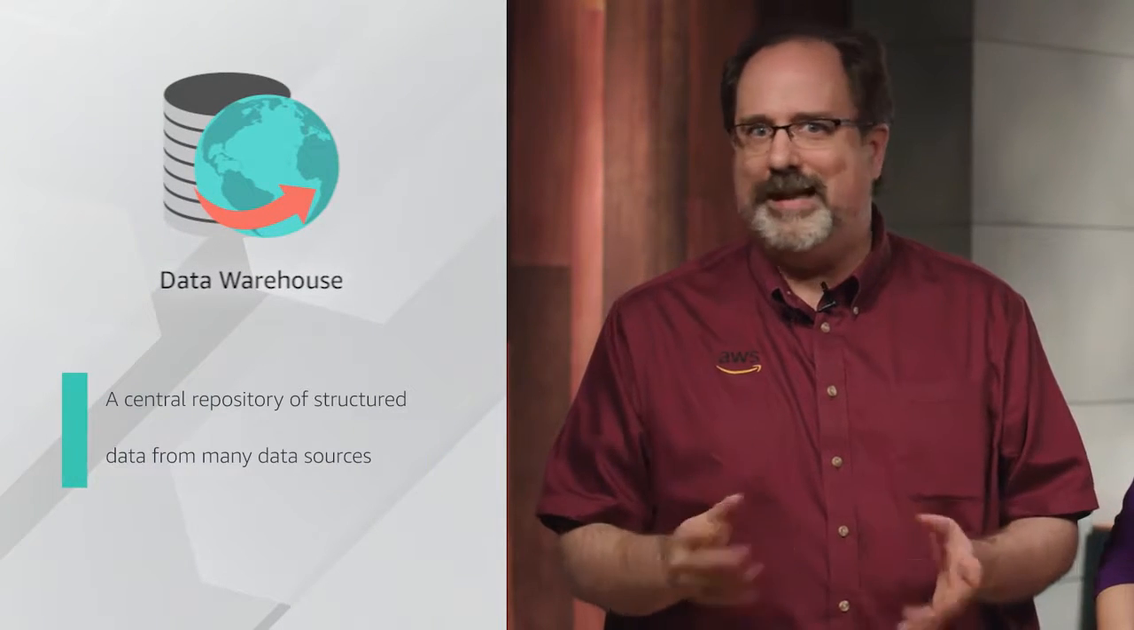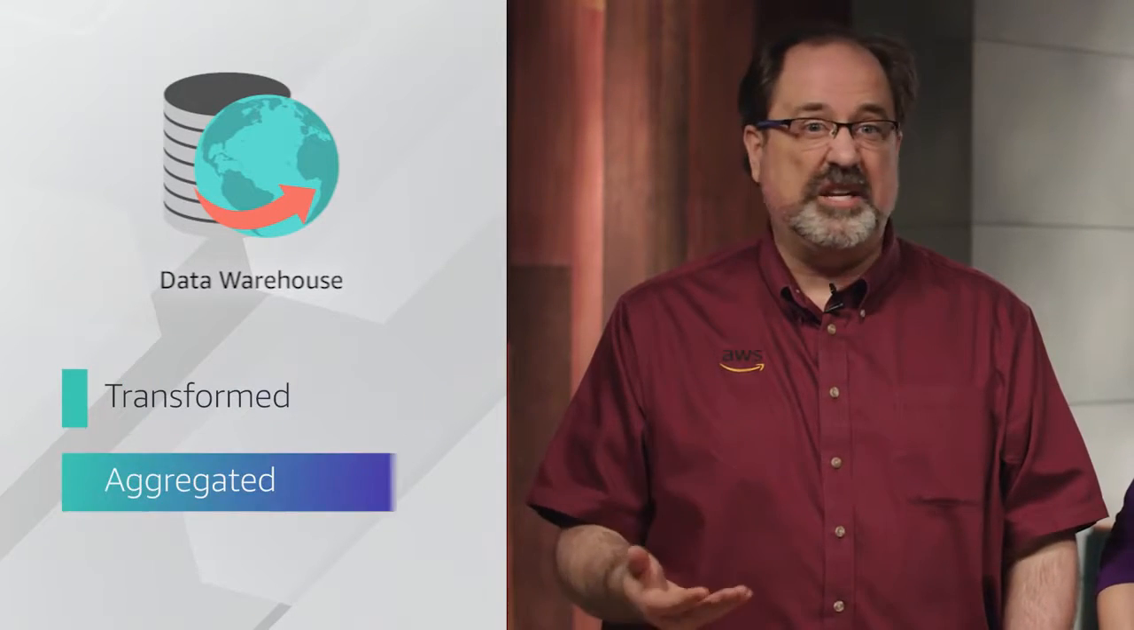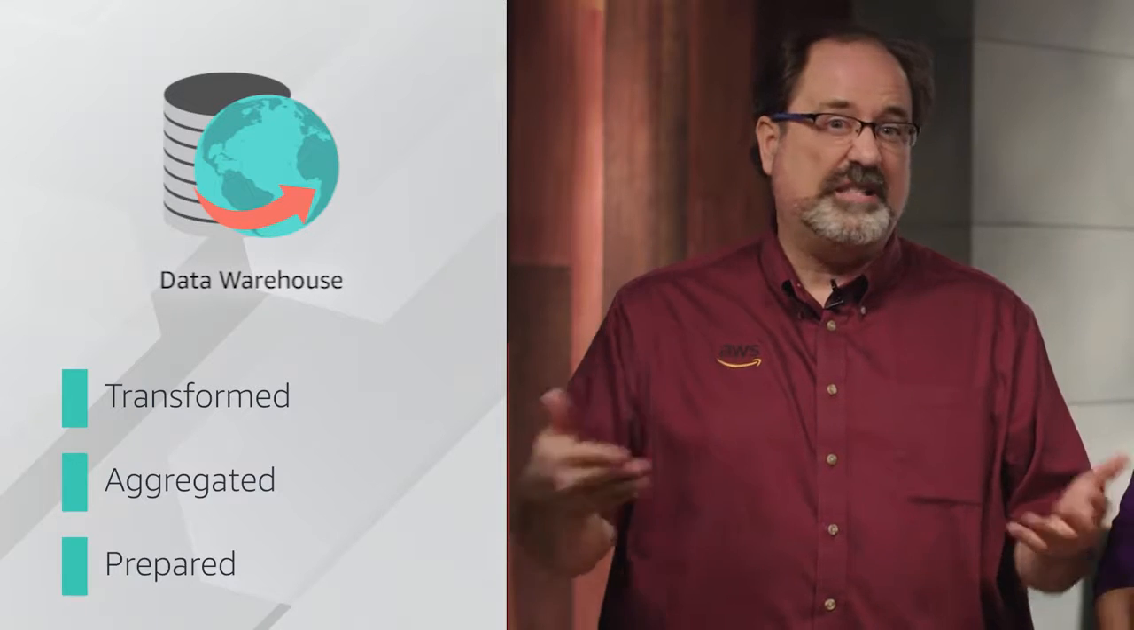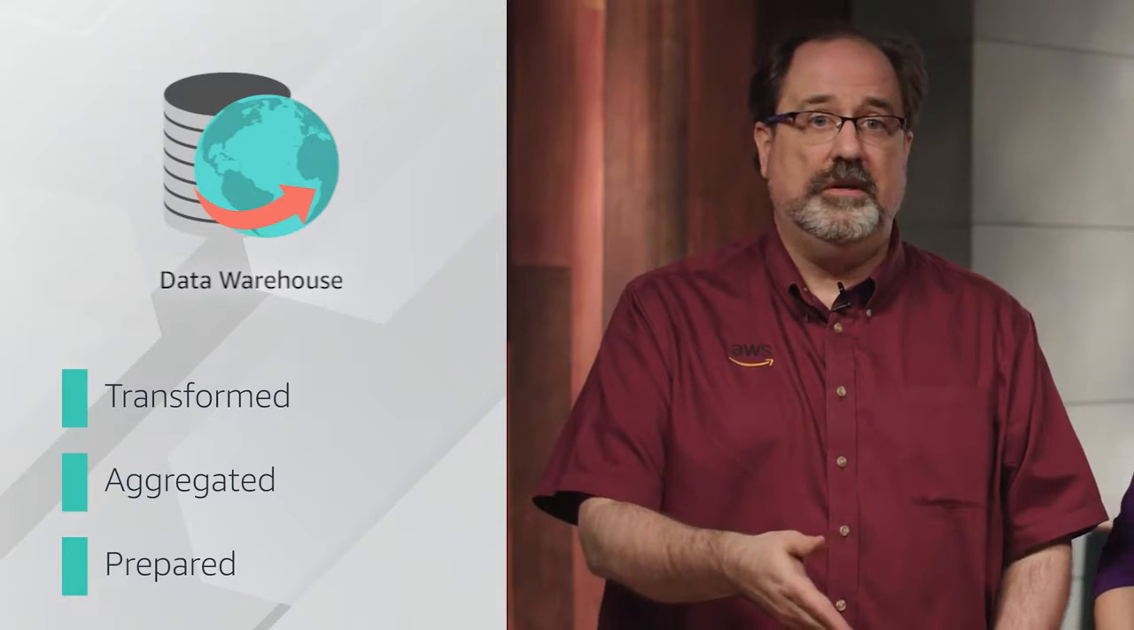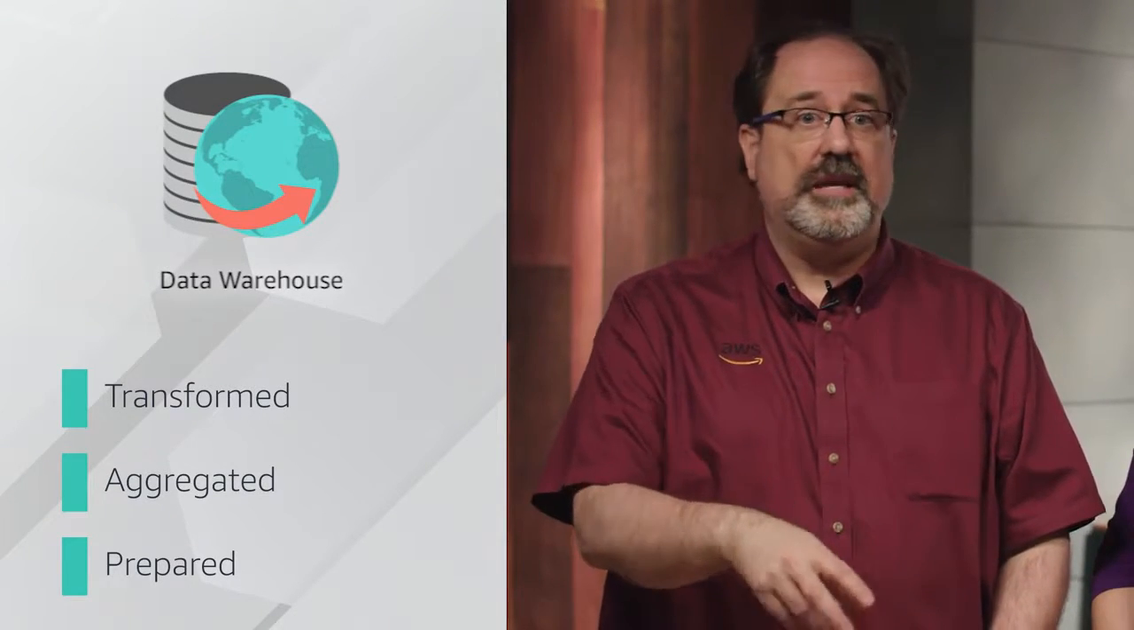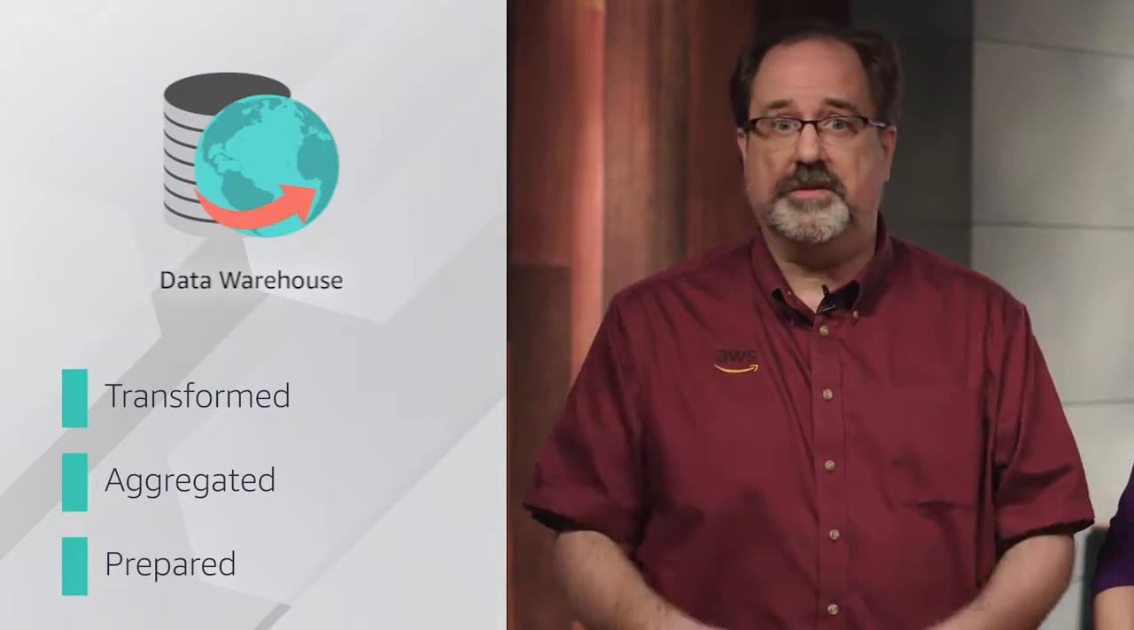Say a company has lots of different databases because different departments use them to track different things. And that's fine, but that makes it difficult to get a good idea of what's happening across all the departments at once. A data warehouse is a central repository of structured data from many data sources. This data is transformed, aggregated, and prepared before it's loaded into the data warehouse. The data within the data warehouse is then used for business reporting and analysis.